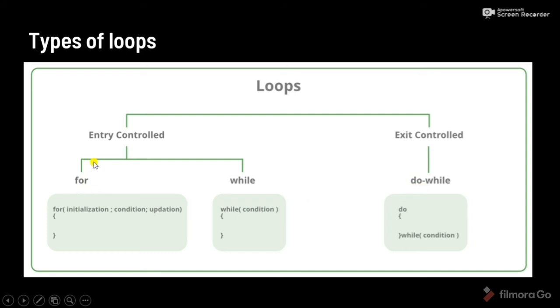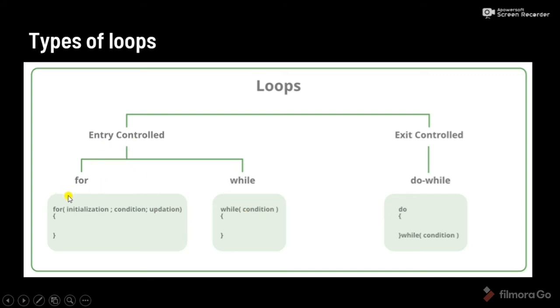In an entry controlled loop, first we check the condition or initialization part. First we check the condition, then we execute the body of that loop. Here in the for loop we are checking the condition first. Similarly in the while loop we are checking the condition at the beginning of the loop. That's why it's called an entry controlled loop.